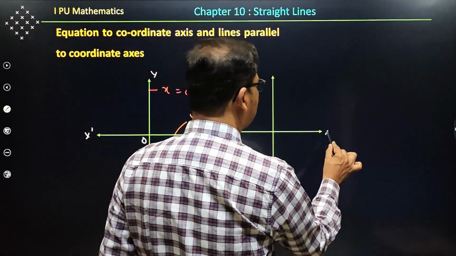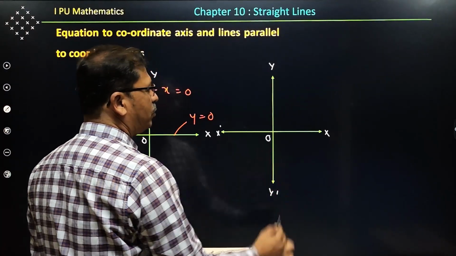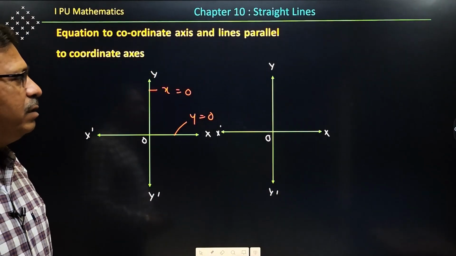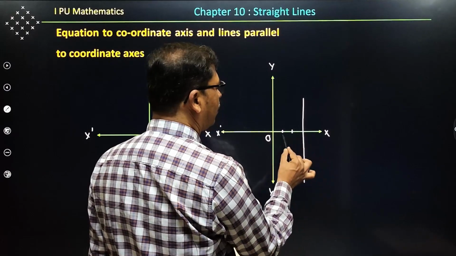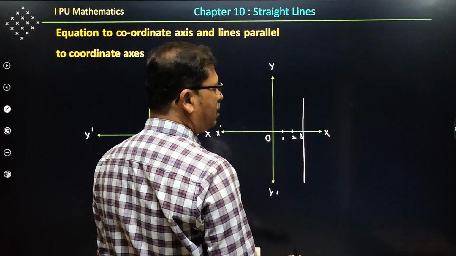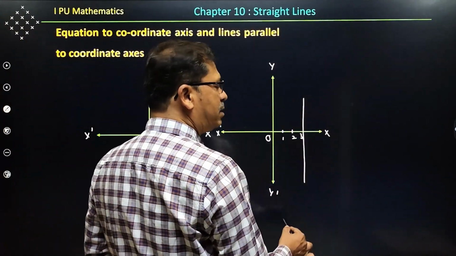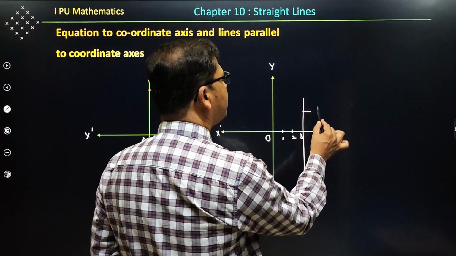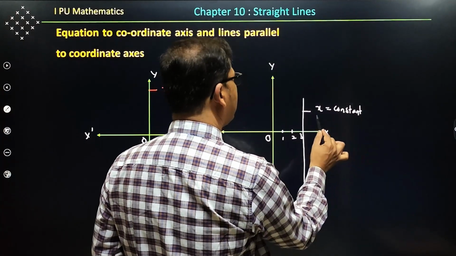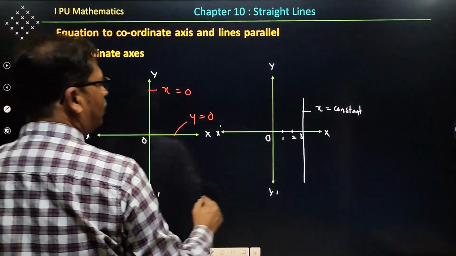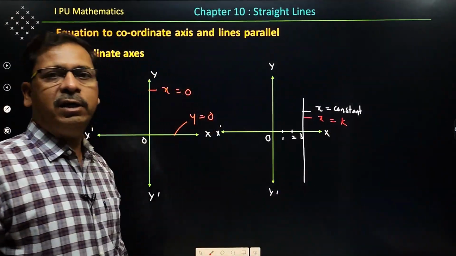Please concentrate here. This is your x-axis, x dash, and this is y dash. This is your origin. If you choose any line, say this is 1 unit, this is 2 units, this is 3 units. See, the equation of any line which is parallel to the y-axis is of the form x is equal to some constant. You may take it as x is equal to k, where k is a constant.